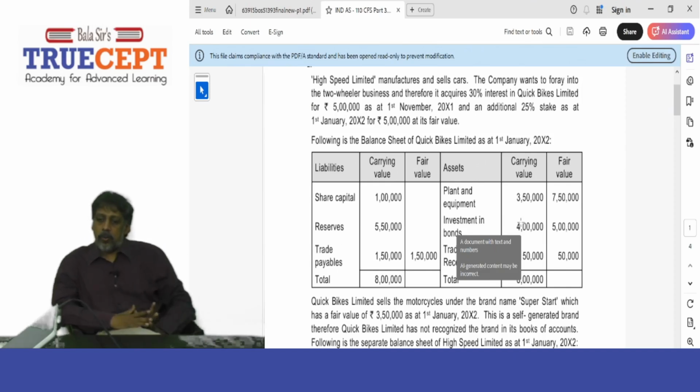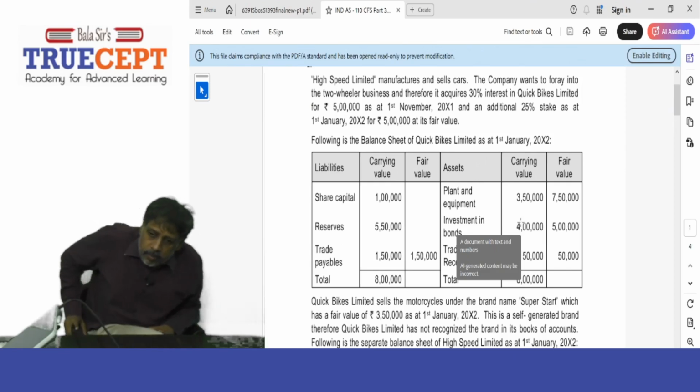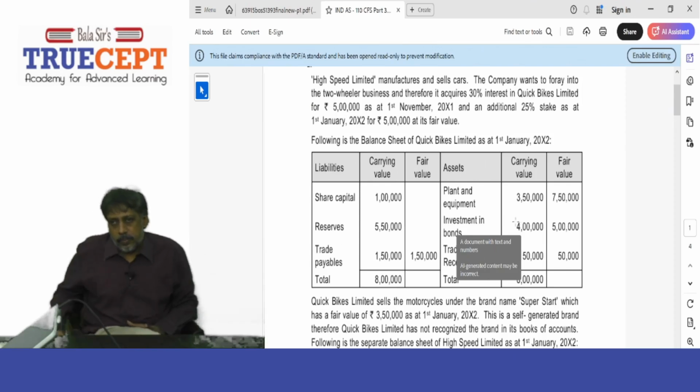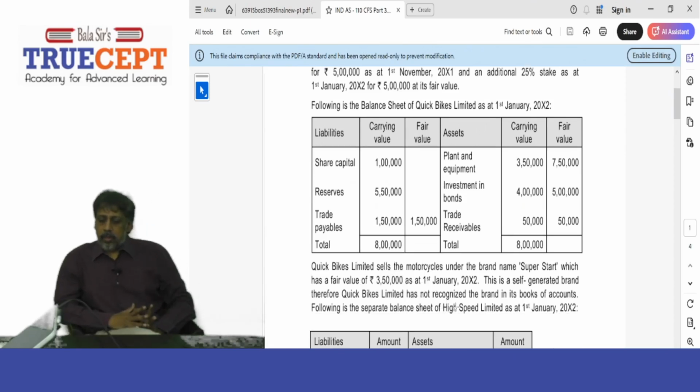How much goodwill? 5 lakh is a goodwill. Trust me, you want to get a 5 lakh goodwill. So this is a self-generated brand. Therefore, Quick Bikes Limited has not recognized the brand in its books, that we know, accounts.